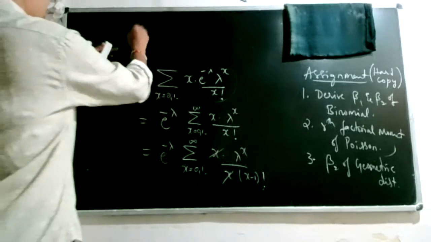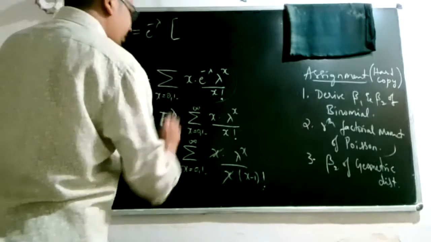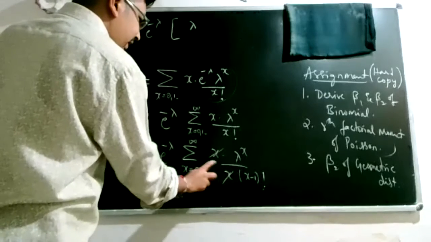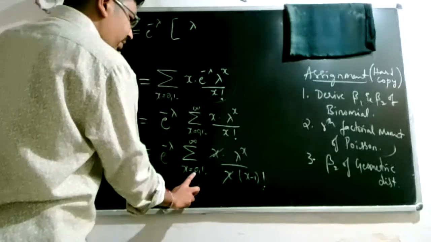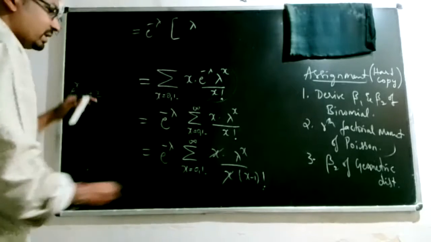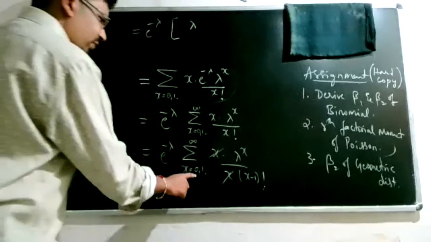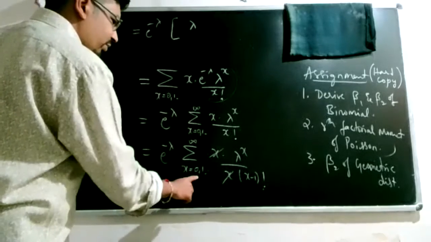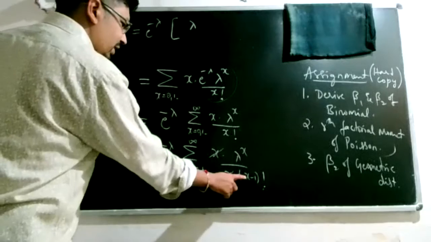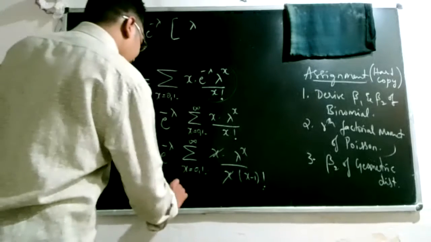Now when I do the expansion, I get x equal to 0, so lambda power 0. When the x gets cancelled, the sum automatically starts from 1. I have given you enough reason while dealing with the binomial distribution. When you put x equals 0 and when you put x equal to 1, both lead to 0. That's why we say the sum starts from x equal to 1. So we can write it.